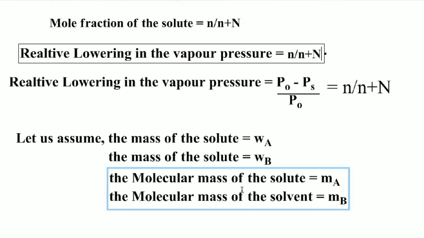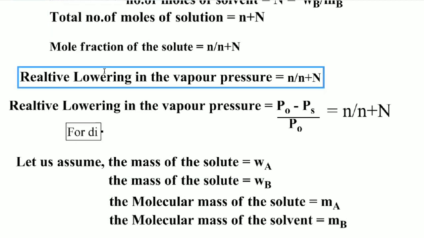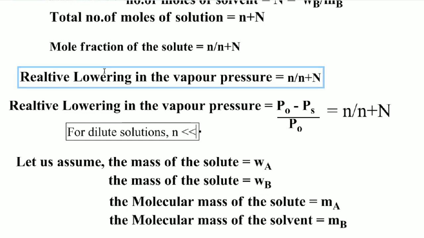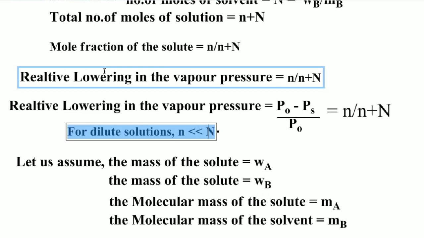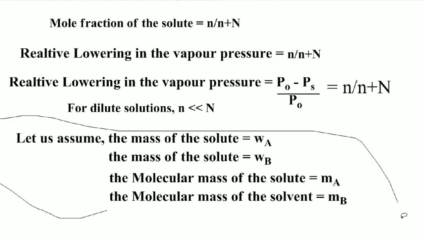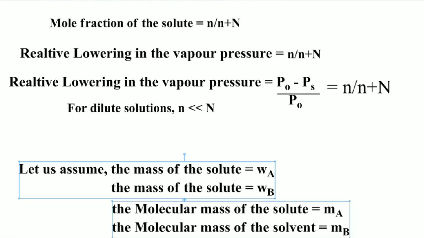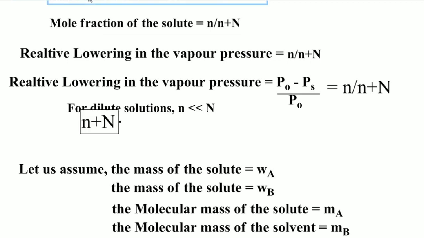But students, colligative properties exist for dilute solutions. So students, for dilute solutions, small n is much less than capital N. Therefore, students, small n plus capital N is approximately equal to capital N.